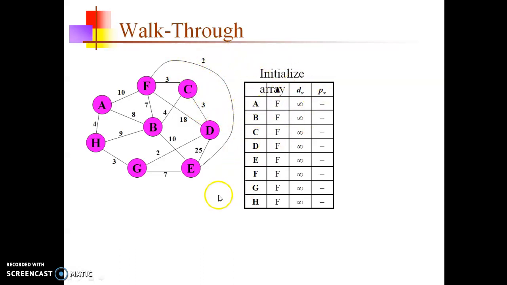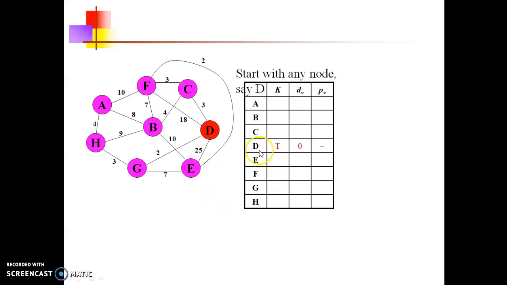This is how you might initialize things if you were writing a program. But let's start and say D is where we're going to start. T in the K column means that's part of the tree. The distance from D to D is 0, and there is no predecessor with that, the P sub v. So you find all those vertices that are adjacent to D. That's C and F and G and E. And find the minimum weights for those. Well, you've really only got one choice.